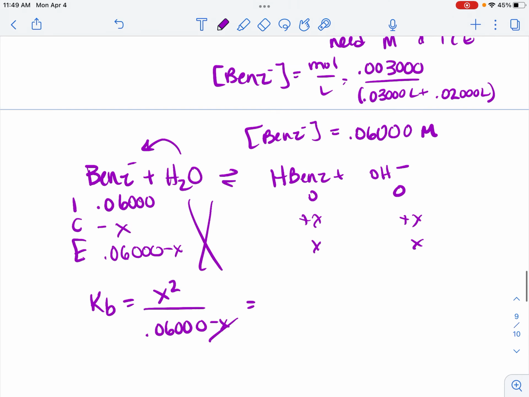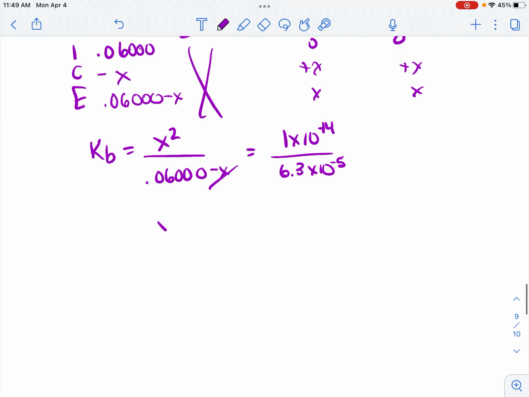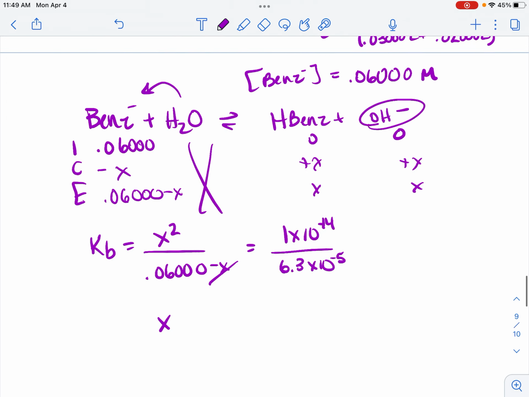Cross off the x. I have to find Kb, but I don't really need to know the number, so I'm going to do 1 times 10 to the negative 14th divided by Ka, which was 6.3 times 10 to the negative 5th. And I'm going to cross multiply and solve for x. I do have to remember that now x is OH minus. That's really important.